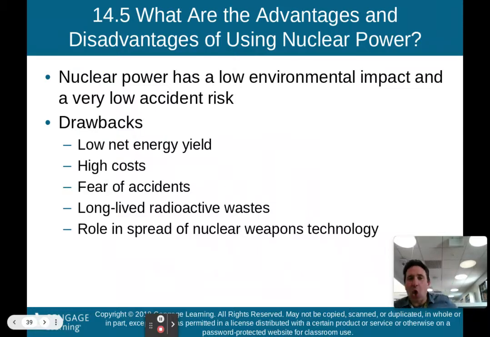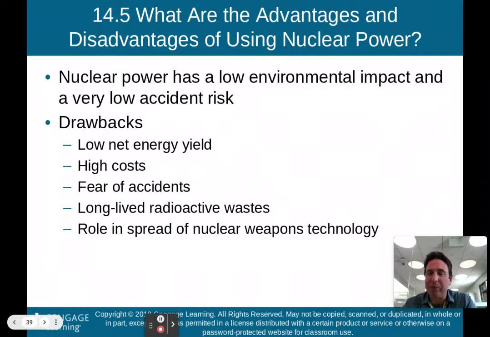All right, so that is coal. We now move on to nuclear power. All right, so again, as always, there are advantages and disadvantages to this. So nuclear power has a low environmental impact and actually a very low accident risk, right? All you hear about with nuclear power is when there is a meltdown or some kind of accident. But really, if you look at the statistics, the chance for an accident with nuclear power is actually very, very low. What are the drawbacks?